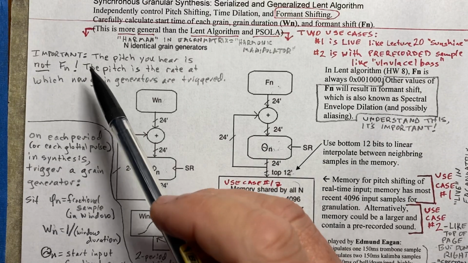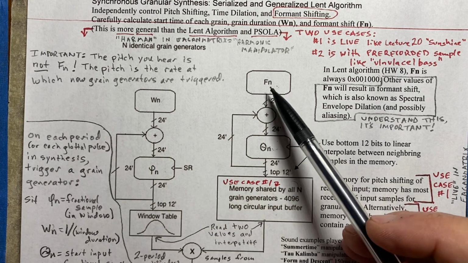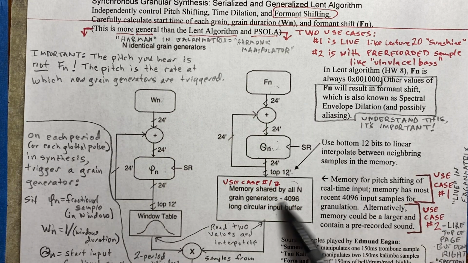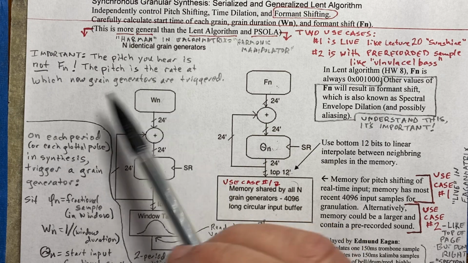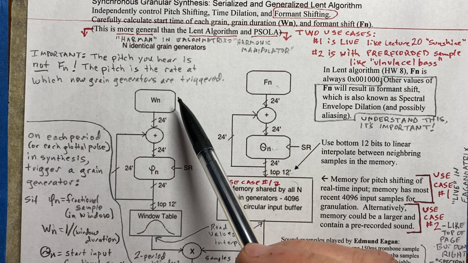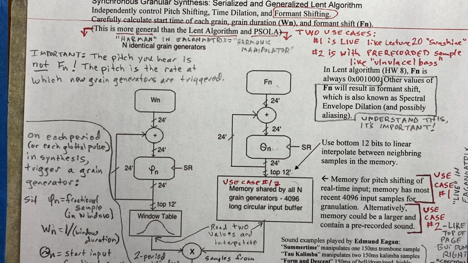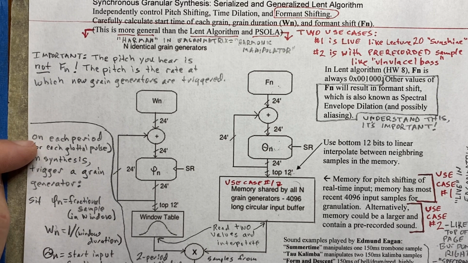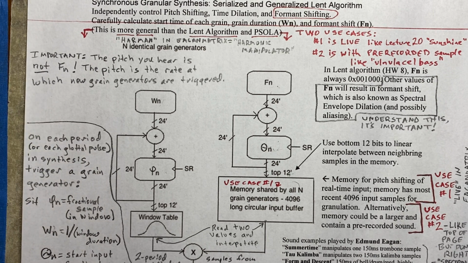It's very important you see this here. The pitch U here is not this F sub n. This F sub n has to do with formant shifting. The pitch U here is the rate at which new grains trigger. So if you're triggering new grains at a low rate, you get a low pitch. If you're triggering them at a high rate, because on each period you trigger a grain. So depending on how often you do that, that's the pitch U here.